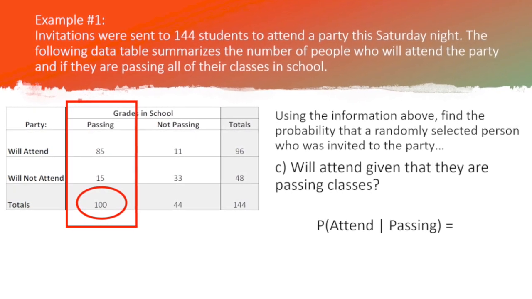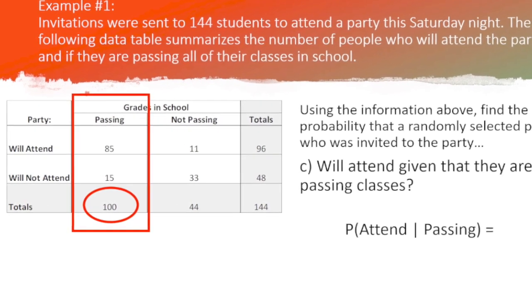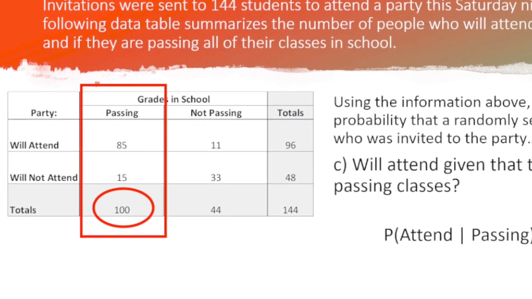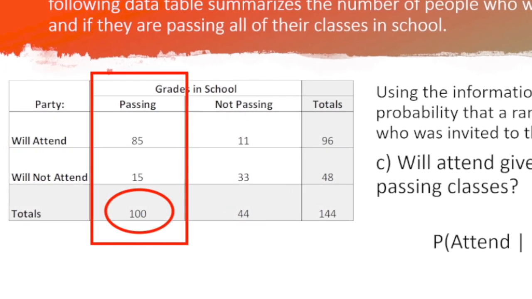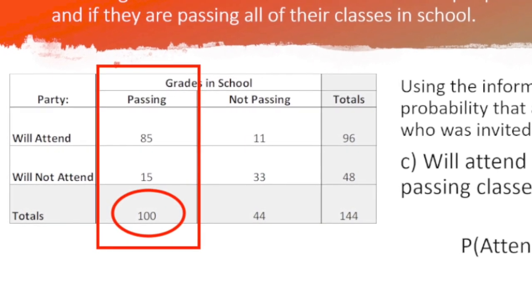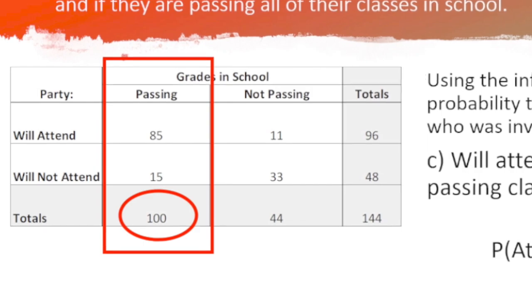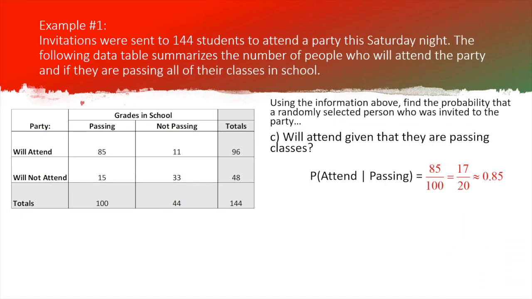Now our total that we're considering is out of 100 students, not 144 students, because only 100 of them are passing. So to calculate the probability that we randomly select a student who is attending the party given that they're passing, that would be 85 out of 100. So let's go on to part D now.